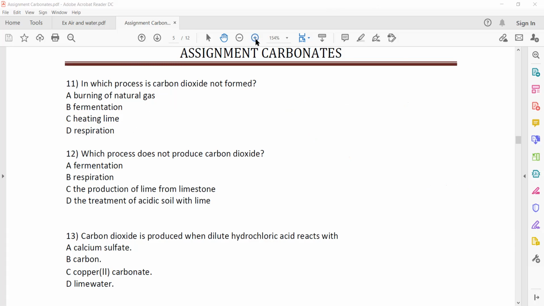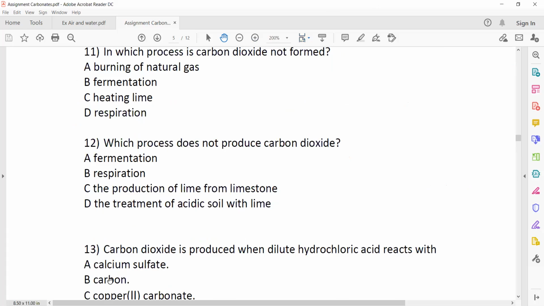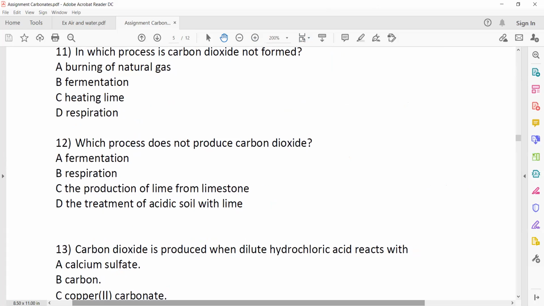Question 12. Which process does not produce carbon dioxide? Yeah, that's right. Acidic base.